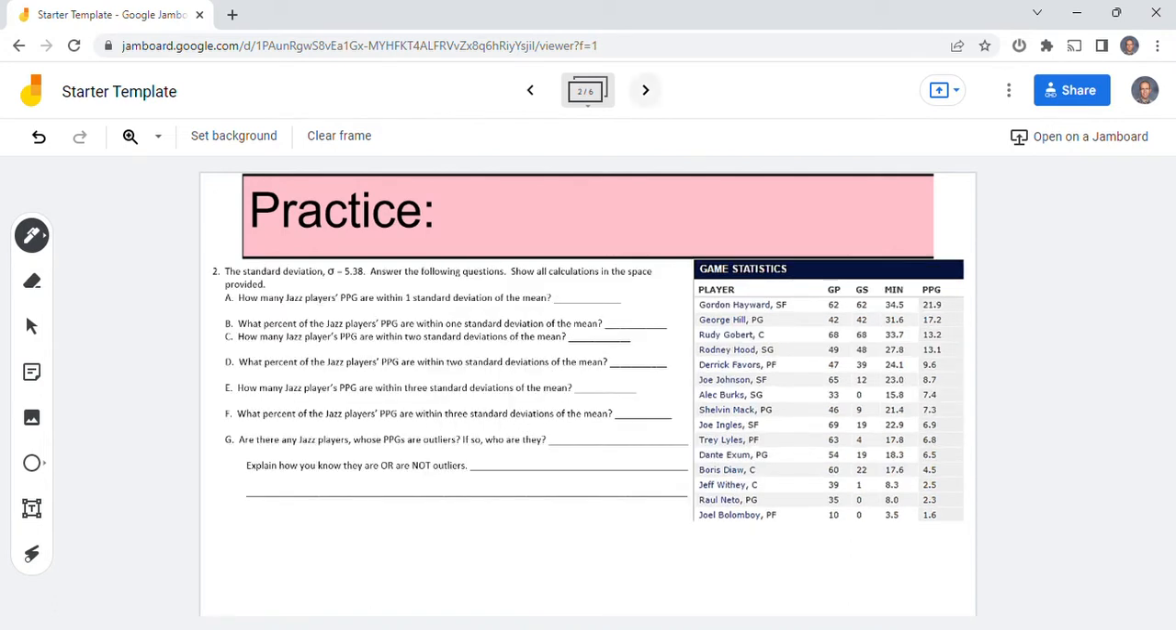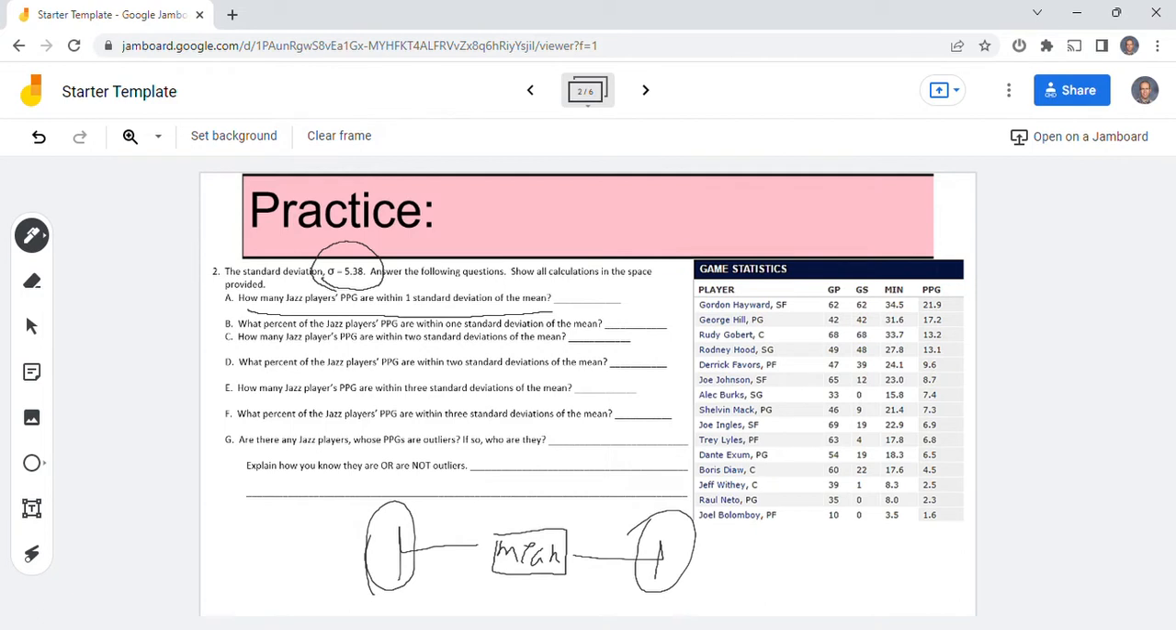Our next question asks us to do some stuff with the standard deviation. I don't need you to calculate the standard deviation. I've done that for you. It's given right there. That symbol sigma is for the standard deviation, so it's 5.38. And our first question says, how many jazz players' points per game are within one standard deviation of the mean? So we've drawn this picture quite a bit where we had the mean and we went out by a standard deviation like so. So we're going to use that picture to get us some high and some low points to be able to figure out how many of those players are in that range.